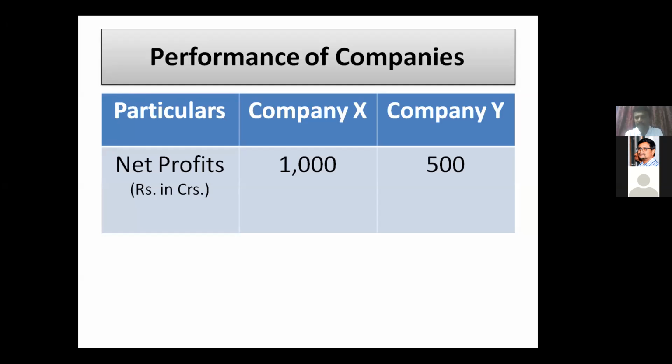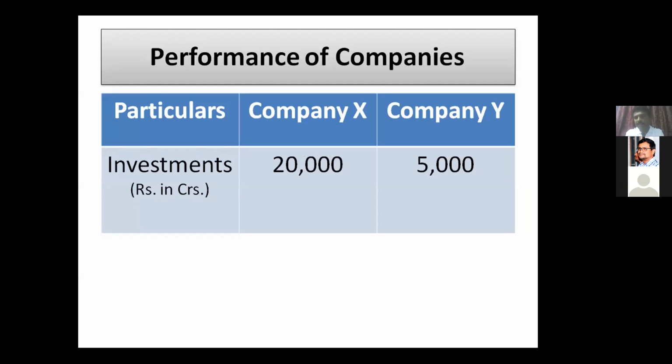Given an opportunity, even I would like to invest in a company which has made more profits. Higher the profits, better the performance. That's the rule of investments. That's how we go, if only this information is available. In the second example, the investment information is available.